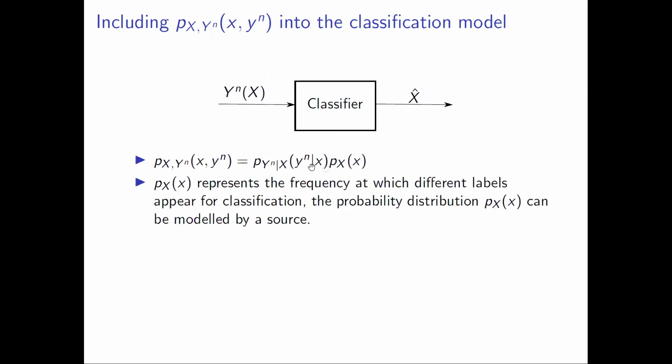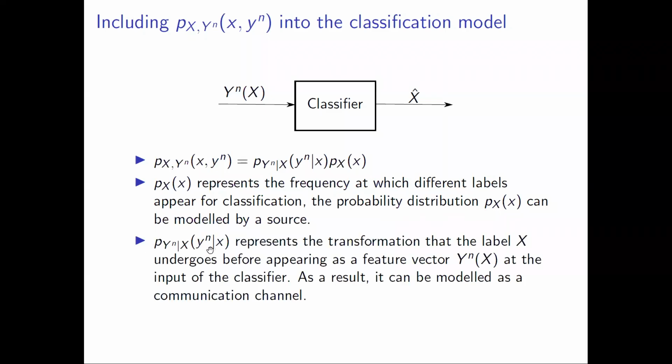Okay, so what would P of X represent here? It would represent the frequency at which different labels come or appear for classification. So that's why P of X can be modeled by a source. And the conditional distribution represents the transformation that the label X undergoes before appearing as a feature vector at the input of the classifier. So as a result, it can be modeled as a communication channel.